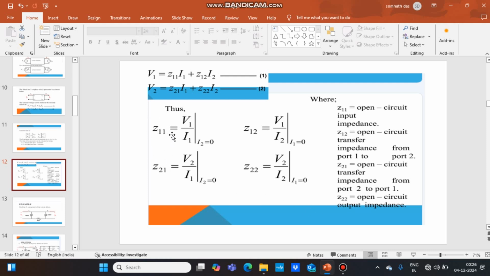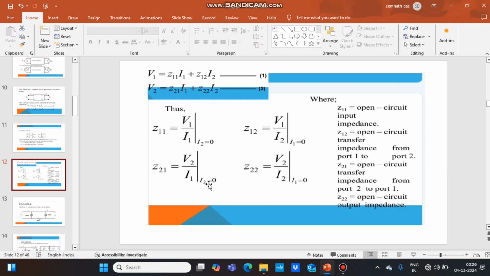See, Z11 equal to V1 by I1, where V1 is the input port voltage and I1 is the input port current. That's why Z11 is known as the input impedance. Z21 is V2 by I1. It is known as the transfer impedance because I2 equal to 0.